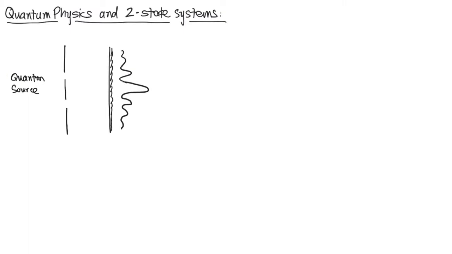a source of quantons on the left and we shoot those quantons at two slits, and on the right we see this interference pattern. And we talked about that, that the quantons are in a superposition state of going through this first slit and the second slit, and as a result, they exhibit wave-like behavior, and you get this interference pattern on the far side on the distance screen.